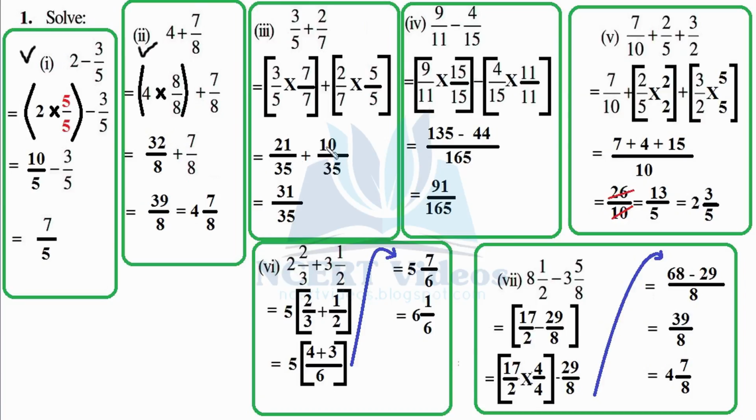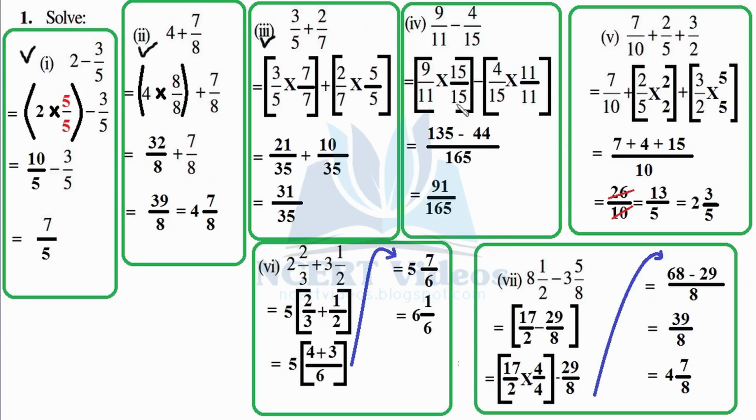21 plus 10 is 31 by 35, it is a proper fraction. So this is your required answer. Fourth, 9 by 11 minus 4 by 15. Again doing the same thing. Here introducing 15 and here introducing 11, so we get both denominators equal. So 15 into 9 is 135. You can do it as 9 fives are 45, 4 carry, 9 into 1 is 9 plus 4 is 13, so 135. Now here 44, minus sign as it is.